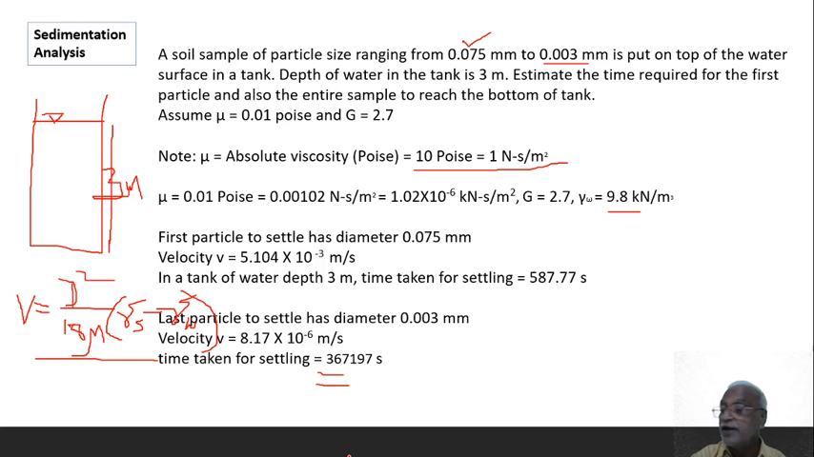Now this is equal to how many days it will be. You can calculate 367,197 divided by 60. That gives you so many minutes. Divided by 60. This gives you so many hours. Divided by 24. That gives you 4.25 days. So this will be roughly 4.25 days. That is the time taken for the last particle to settle down. So to say, time taken by the whole soil sample to settle down takes 4.25 days, whereas in 10 minutes the first particle settles down.